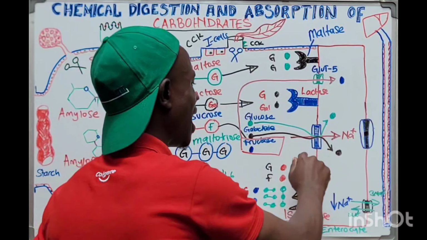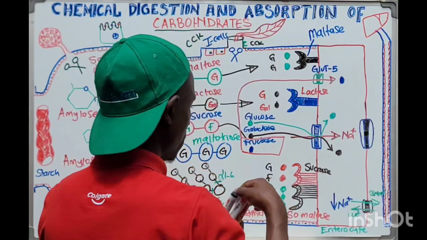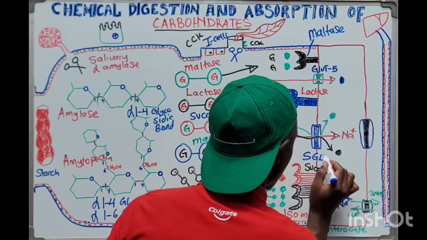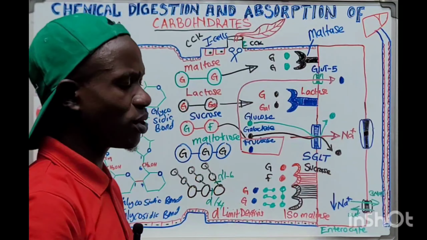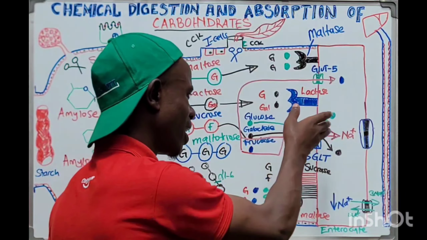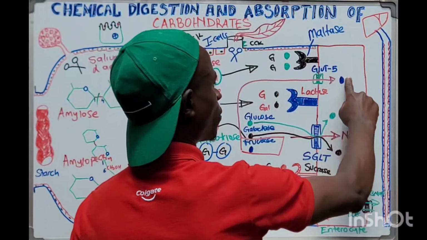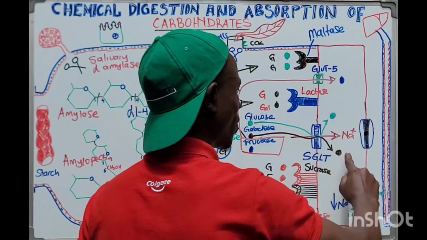So now the question is, what is the name of this channel? This channel here is what we call the sodium glucose co-transporter. Okay, the sodium glucose co-transporter. It allows glucose and galactose to enter into the enterocyte. So now inside the enterocyte, we have fructose, we have glucose, and we have galactose.